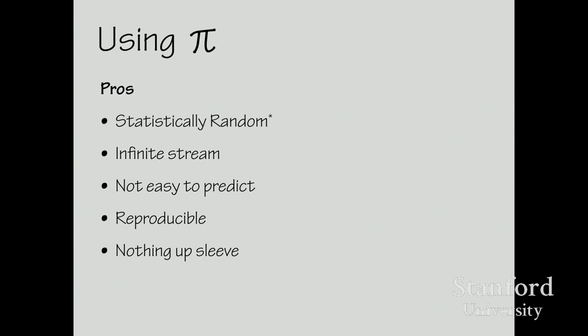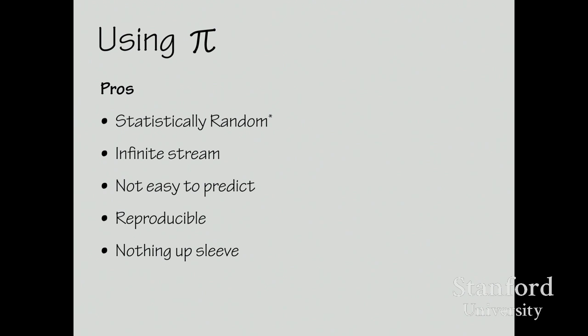So here are some positive things that we can say about pi. Statistically, the smart money is that it's random. It's an infinite stream. It's never going to finish, which is kind of wonderful. If I gave you some digits, you would have a hard time, without just doing an exhaustive search, to find where they came from. We can get reproducible results if we know where we're starting from. And it's the ultimate nothing up our sleeve number. So it's kind of surprising, perhaps, why doesn't everybody just use pi?